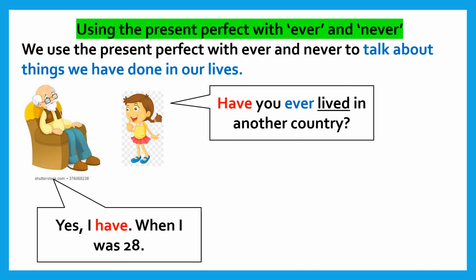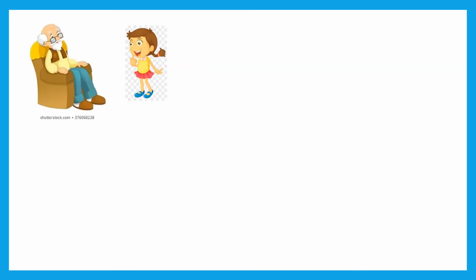Using the present perfect with ever and never. We use the present perfect with ever and never to talk about things we have done in our lives. For example, look at the dialogues exchanged between grandpa and the little girl. The little girl asks her grandpa, have you ever lived in another country? To which the grandpa answers, yes, I have, when I was 28.